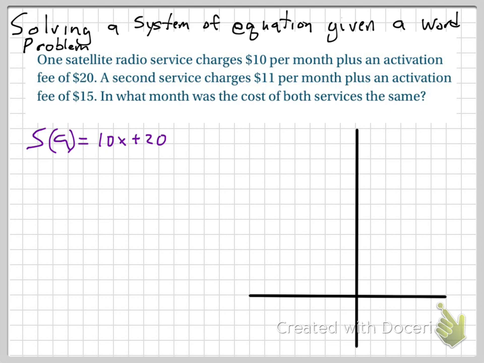Then we're going to have our satellite B, so let's do SB, which is going to equal our second one, where the charge is $11 per month, so it's going to be 11x, and we get an activation fee of $15. Once again, all I did is check the per month. The per month is going to change every month, so that has to be what multiplies our x. And our activation fee is a one-time fee, so you're only going to get charged one time for that fee.